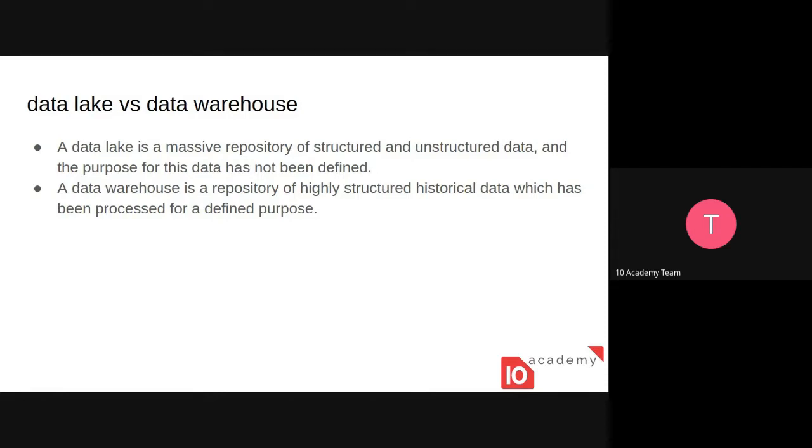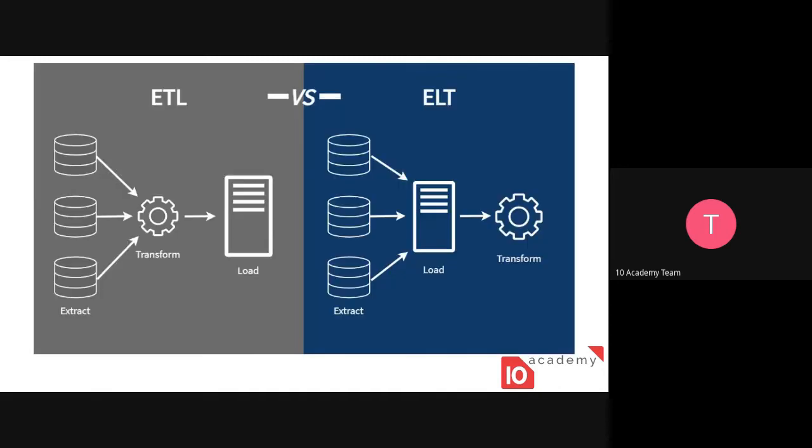So you would then maybe use a data warehouse for that specific batch of data, because you would then probably query it more frequently and whatnot. So yeah, these are the differences between a data lake and a data warehouse. In a data warehouse, the purpose of the data has been properly defined, whereas in a data lake, you're just extracting everything.